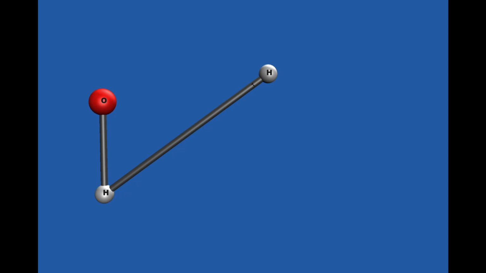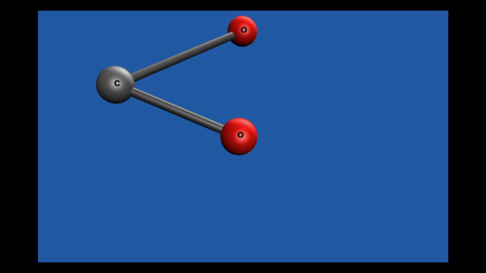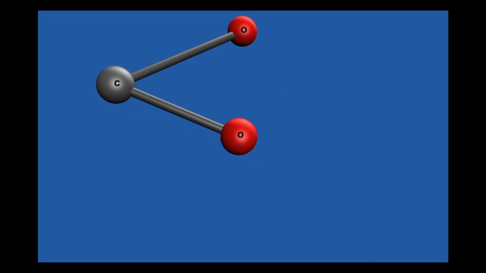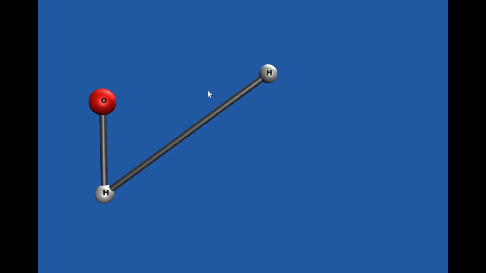Covalent bonds typically form discrete molecules such as water and carbon dioxide. Molecular compounds. Compounds formed by covalent bonding usually have lower melting and boiling points compared to the ionic bonds. They do not conduct electricity in solid or liquid state, and often exist as gases or liquids at room temperatures.